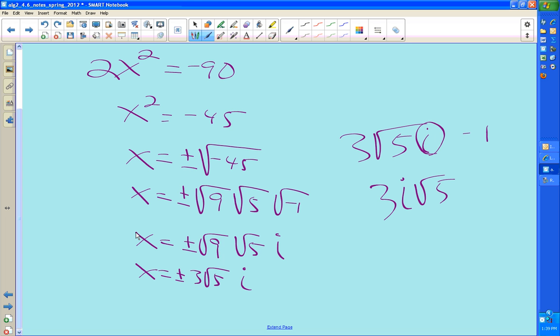Or put it in front of the radical. But if it's a mystery, we'll mark you down. Be really conscious of the details.